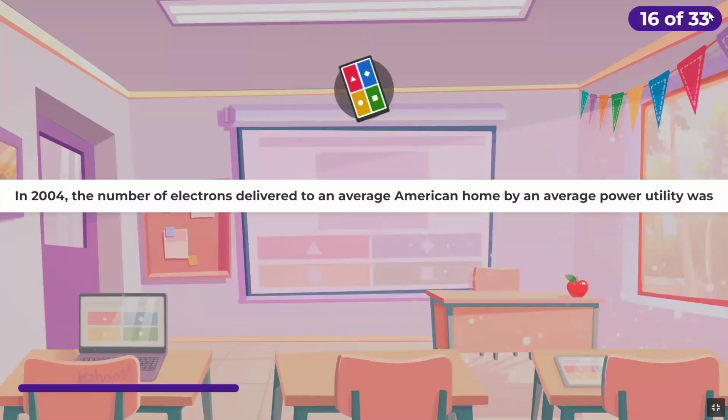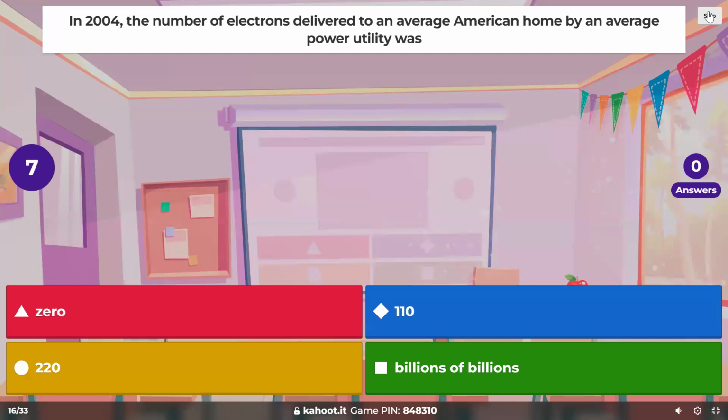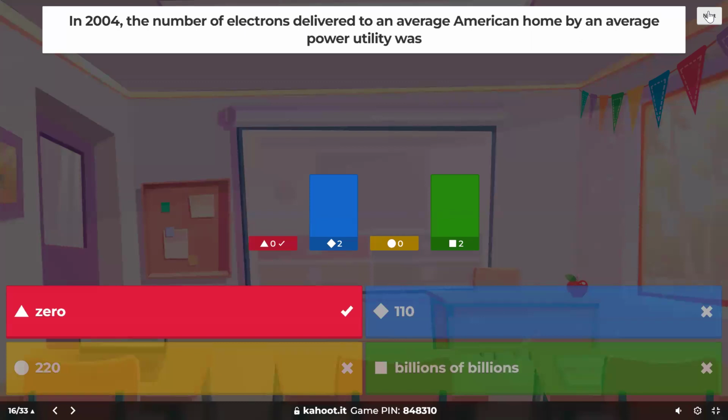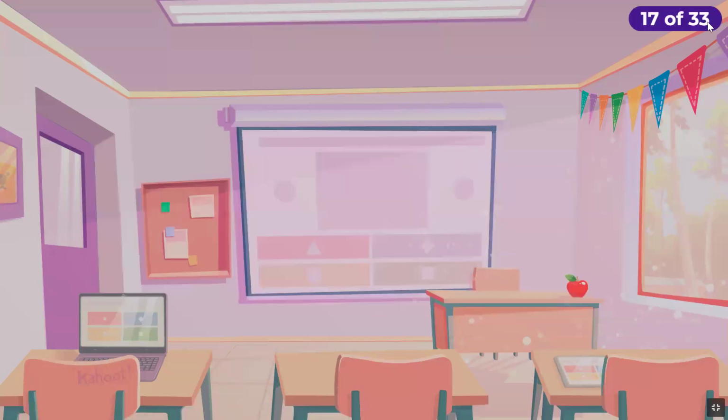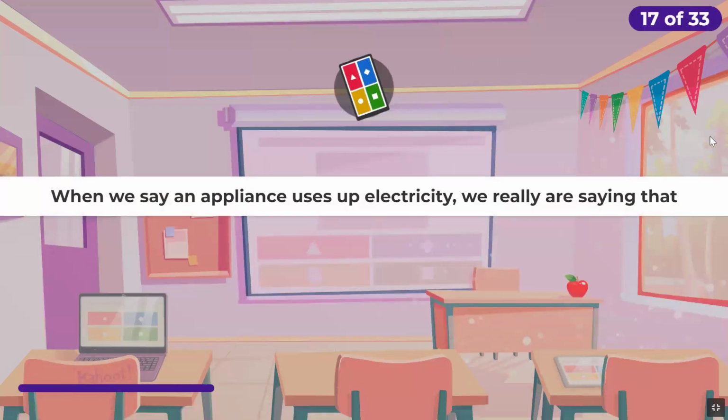The number of electrons delivered to an average American home by an average power utility over the course of a year, talking about alternating current. Yeah, zero electrons net. Remember, for alternating current the electrons oscillate back and forth, back and forth. There's no net movement of electrons for alternating current. And you can transmit energy, transmit power, but no net movement of electrons.